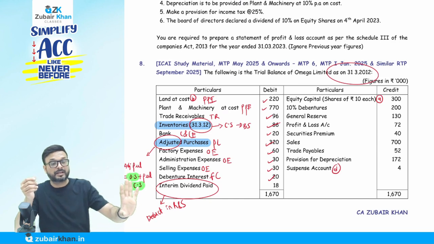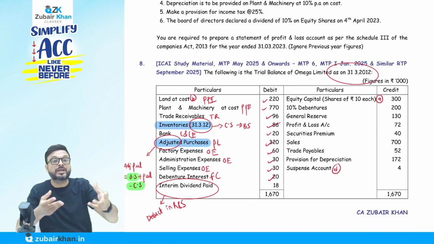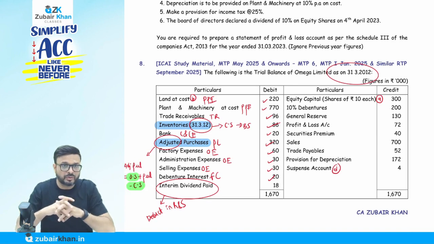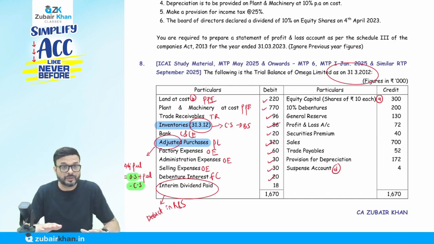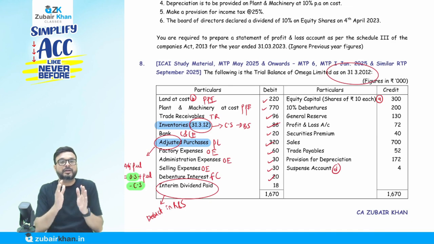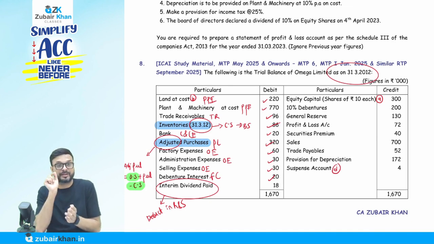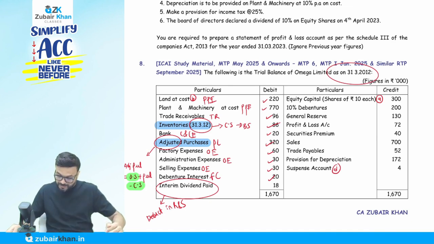So what we are doing here is giving to the shareholders, so we are giving to the owner. It's an appropriation of what? Profit. So when I say it is an appropriation of profit, where will it come? Schedule 3 says don't write it down in P&L account. Instead, it shows as a deduction from profit in reserve and surplus. Okay. That is 18 here.